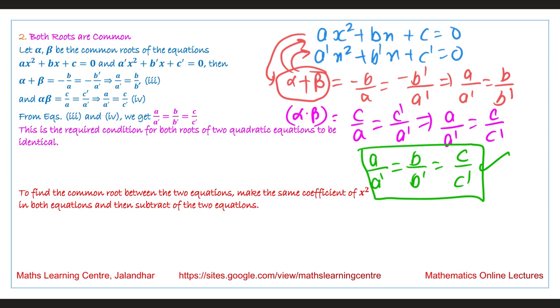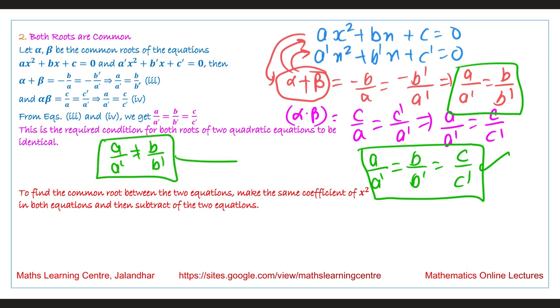Now this condition is just the condition we have already seen in our previous question, where we assumed that a/a' is not equal to b/b'. That is why we assumed over there that a/a' should not be equal to b/b'. So we are giving here the method to find the common root between two equations.